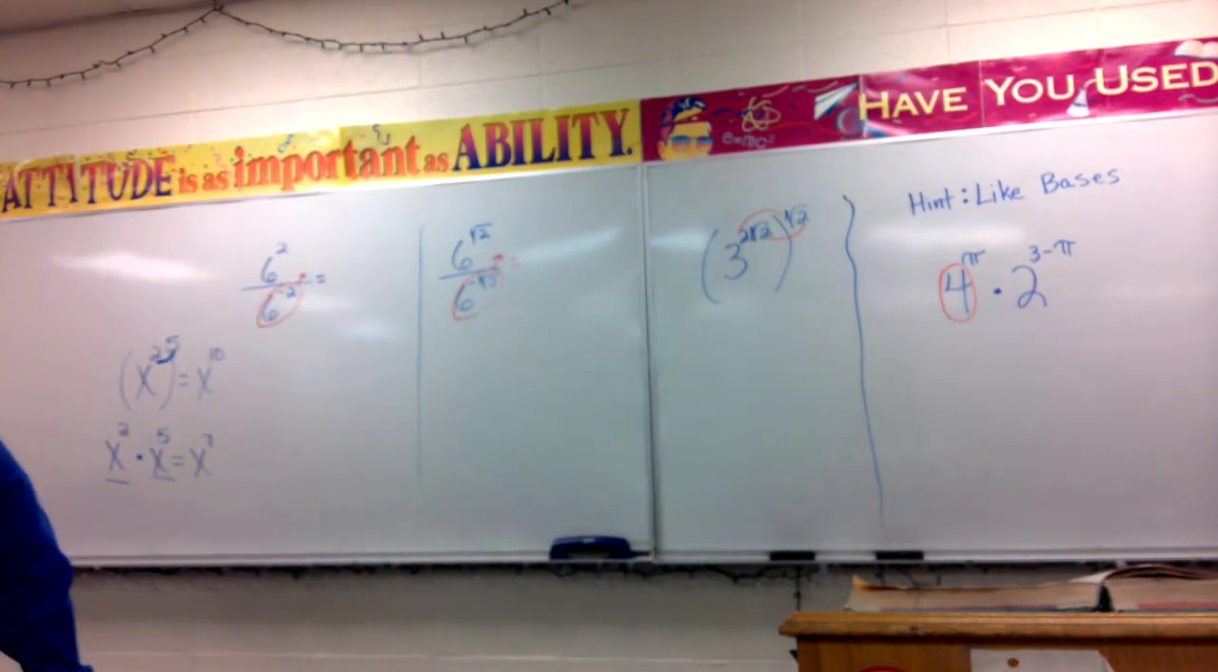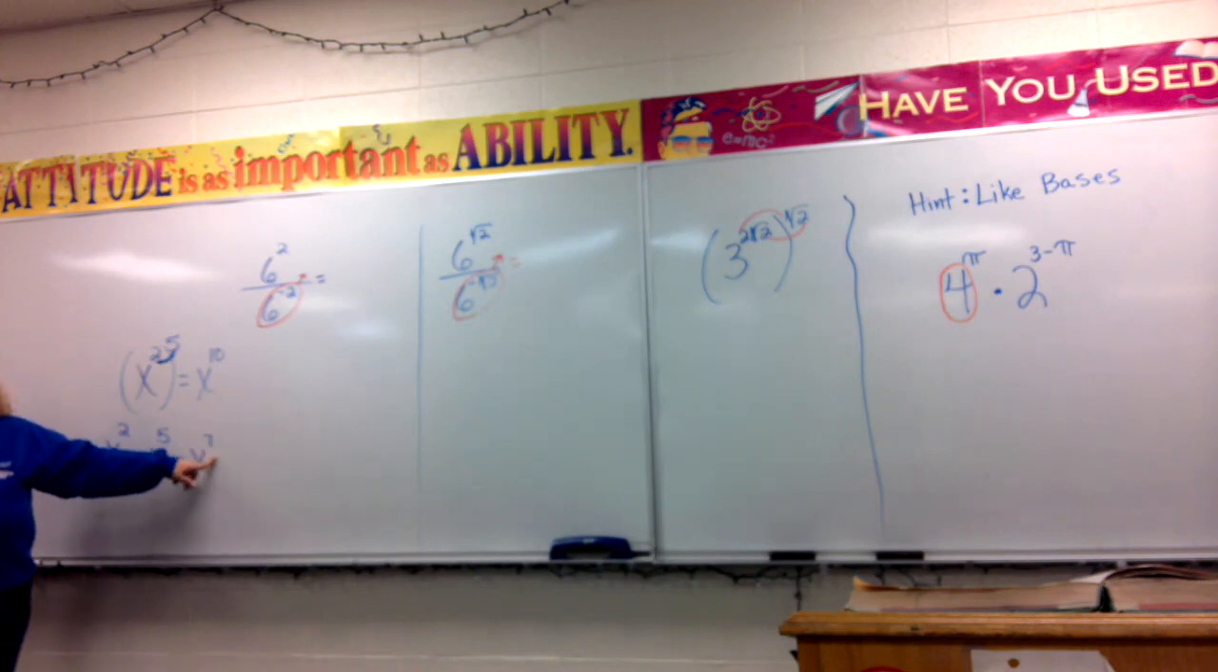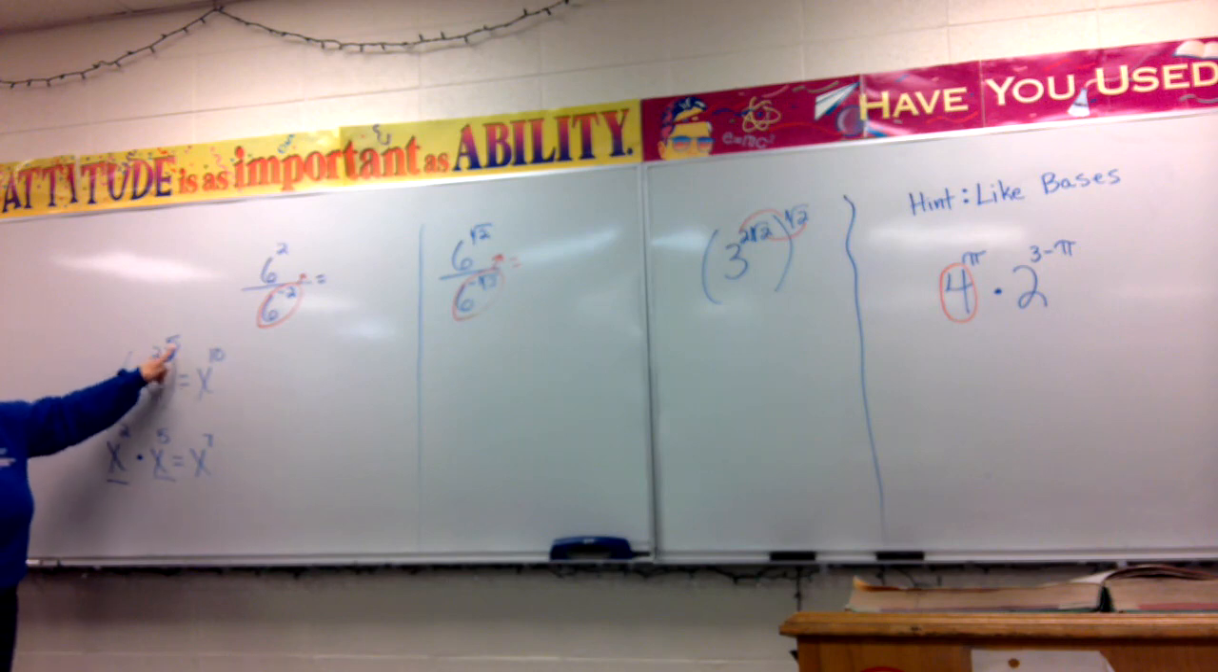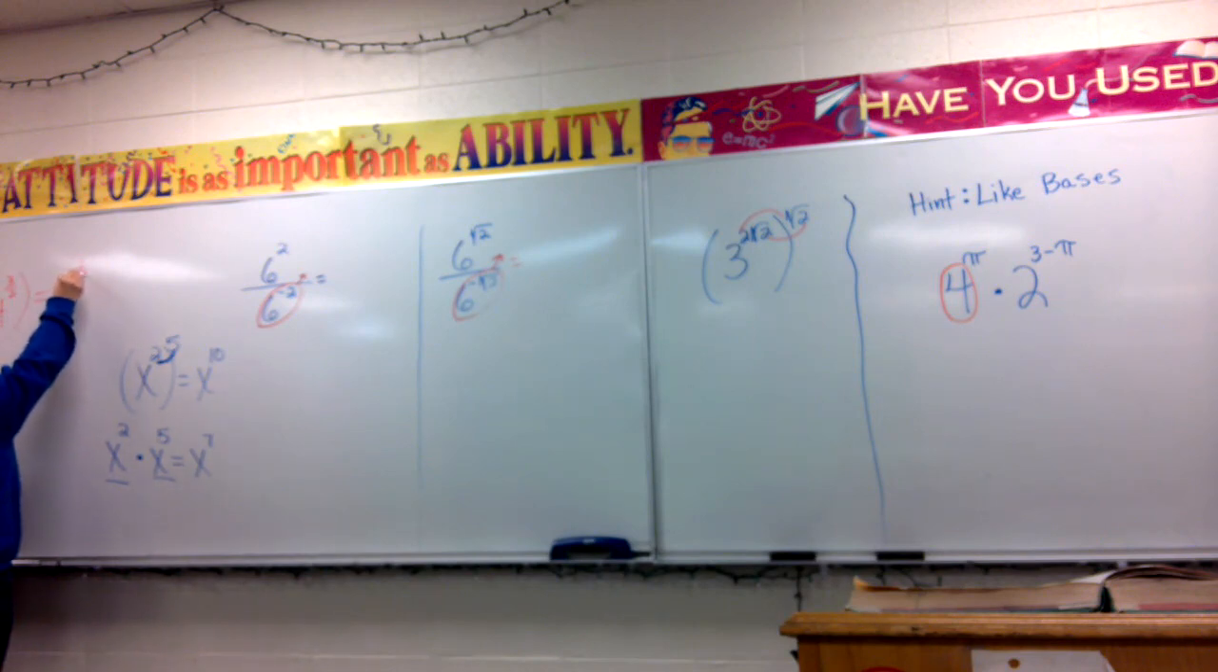So, if you remember, just to review, if you have like bases, you add the exponents, right? If you have a power to a power, you multiply the exponents. Remember the last couple of days, if I had 4 to the 3 halves, for instance, you would break that down and do 4 to the 1 half to the third, right? Because 4 to the 1 half is the square root of 4, right?